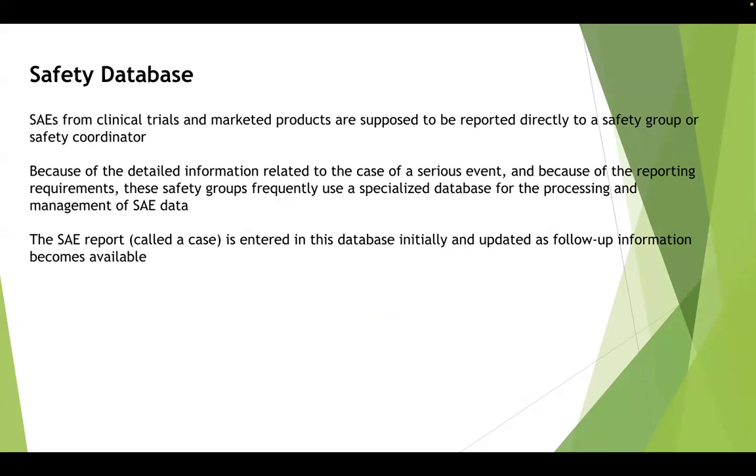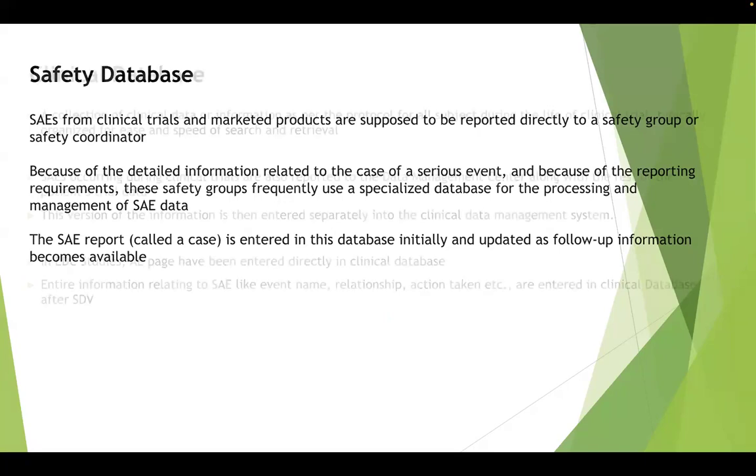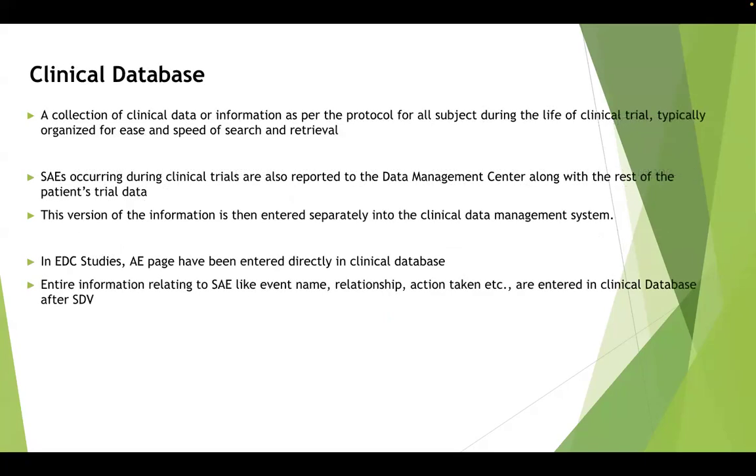Because of the detailed information related to the case of a serious event, and because of the reporting requirements, the safety groups use a specialized database to enter all the information. Now, the clinical database is a collection of all the clinical trial information per protocol from all the patients in the clinical trial, typically organized by cases. SAEs that occur during clinical trials will be reported in the data management databases. Only, guys, in the clinical data management database, only SAEs that occurred during the trials.